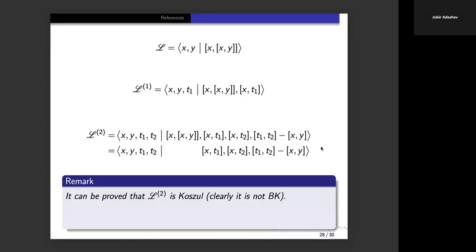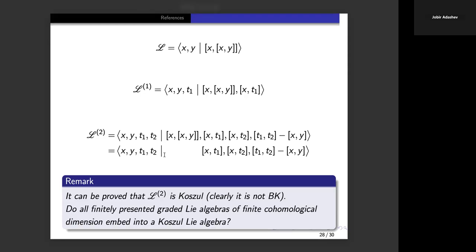Just an observation before ending. It can be proved that this L2 is a Koszul Lie algebra. Clearly, it is not blockato because it contains a standard subalgebra that is not quadratic. So there's no chance that it is blockato. But still, it is Koszul. And my question to you is: is it always possible to embed a finitely presented graded Lie algebra of finite cohomological dimension into a Koszul Lie algebra?